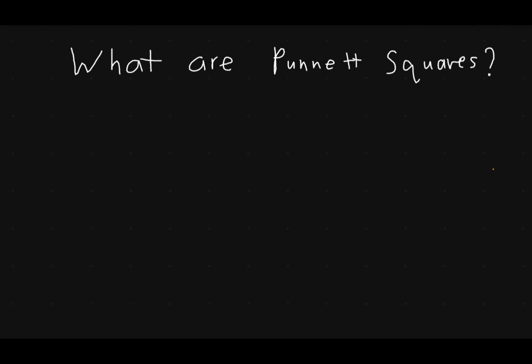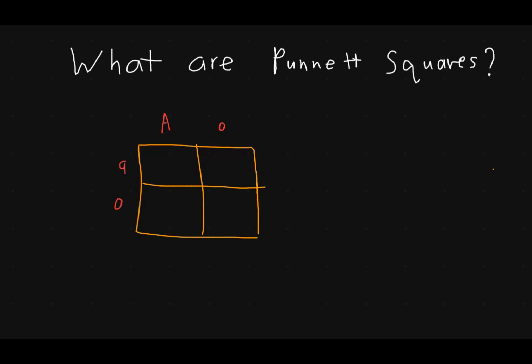Punnett squares are tools that let you set up what happens to one or more genes when two members of the same species mate. To set up a Punnett square, we draw a 2 by 2 square like this. We put the male's alleles of a gene on the top. Let's just call these big A and little a. And we put all of the female's alleles to the left. So we'll call this little a and little a, for example.